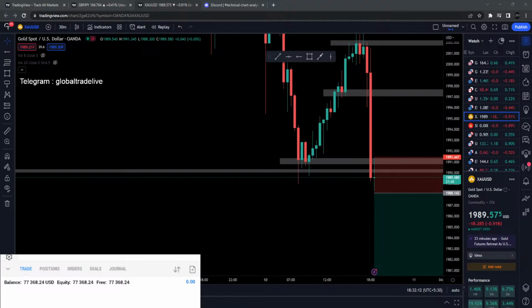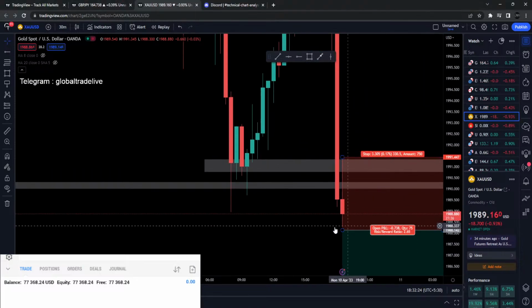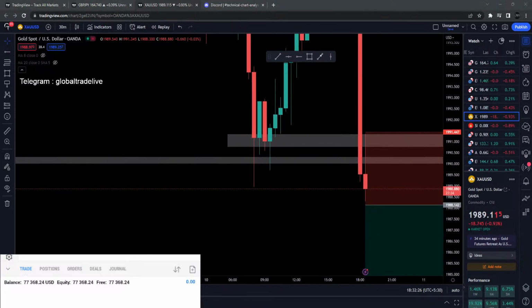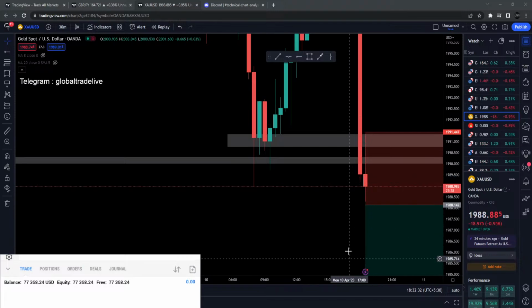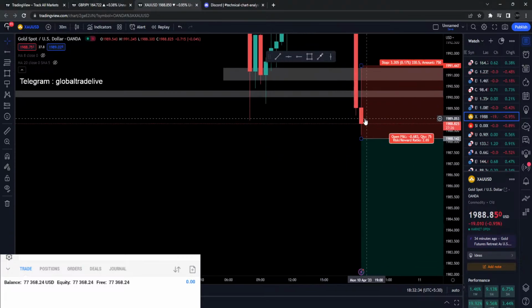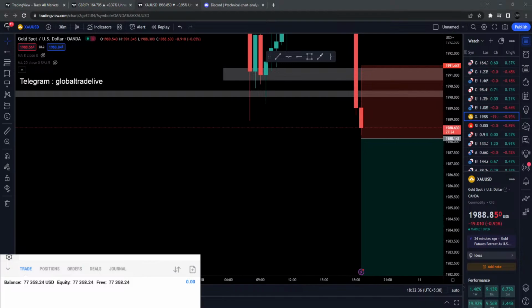Once this candle breaks the 0.50 in gold, okay, so guys, if this candle breaks the low, I'm going to take a sell trade with a very small lot, because I have some doubts in this trade, so that's why I'm going to be very careful.